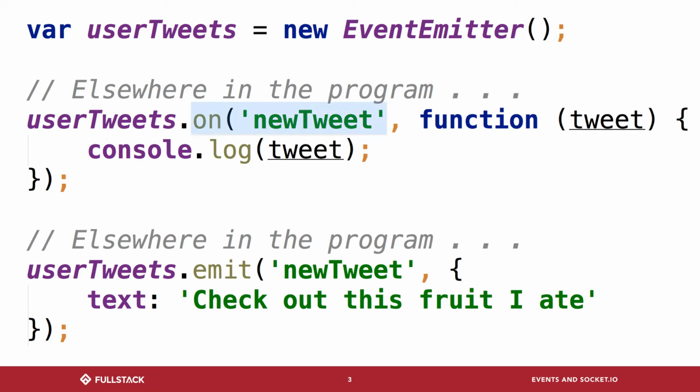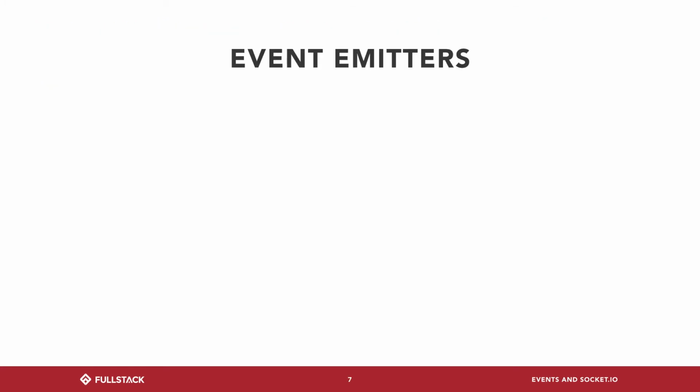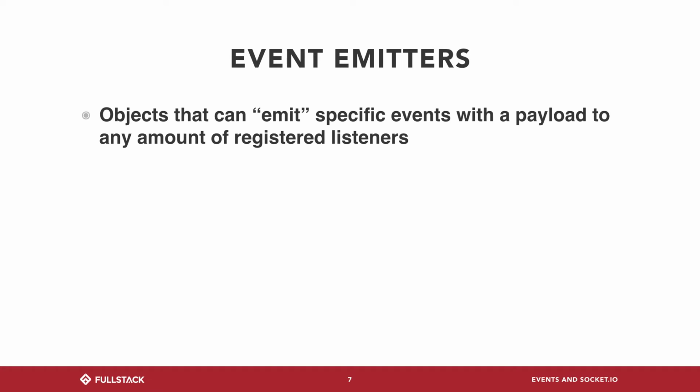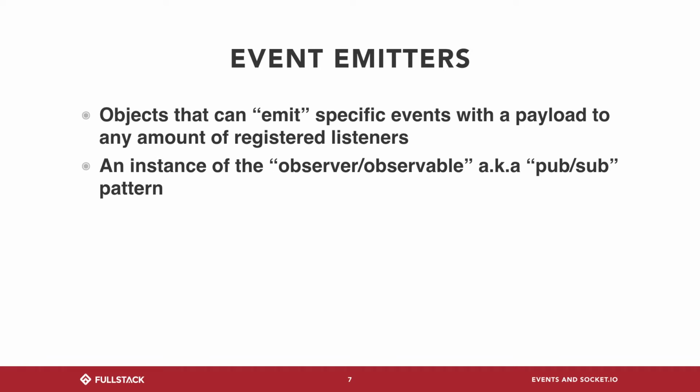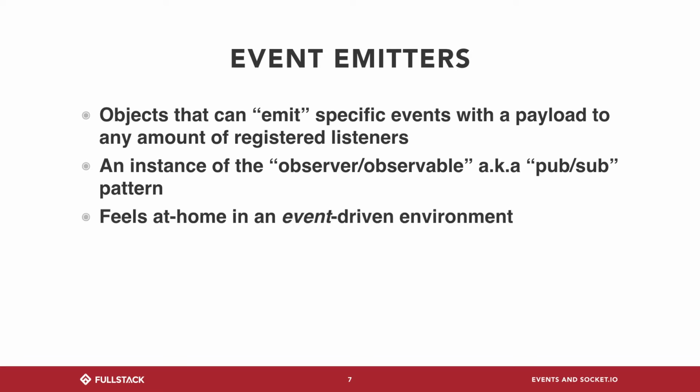Okay, great. So we listen here. This runs when this emits. So when we call emit, we're calling it with an event type and then a payload is what that's called. This is an instance of the observer pattern. Observables are also an example of this.